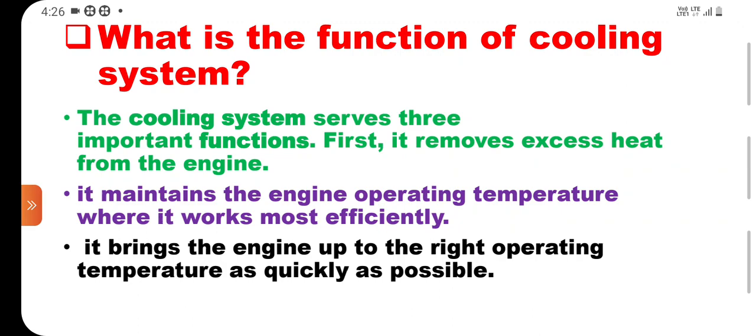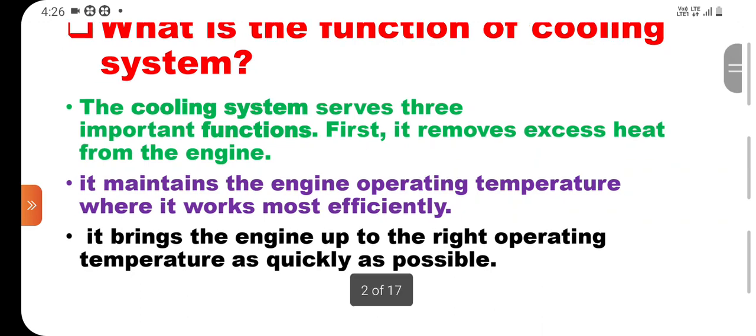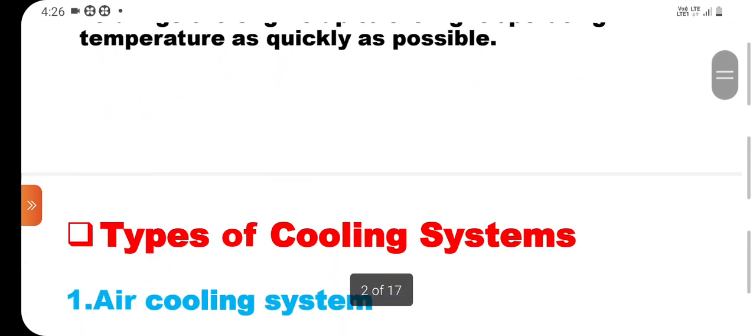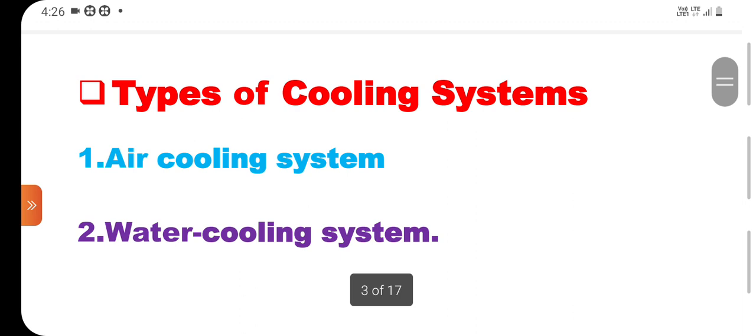One is to remove the excess amount of heat from the engine, maintain the engine operating temperature, and bring the engine up to the right operating temperature as quickly as possible. These are the three important functions of the cooling systems. There are two major classifications of cooling systems used in vehicles: air cooling systems and water cooling systems.